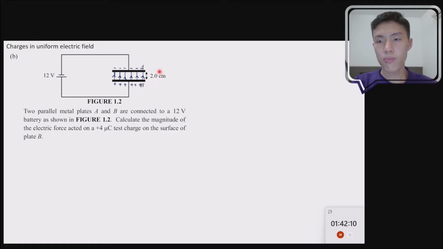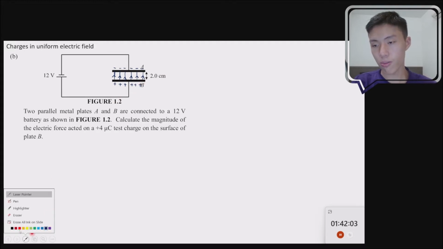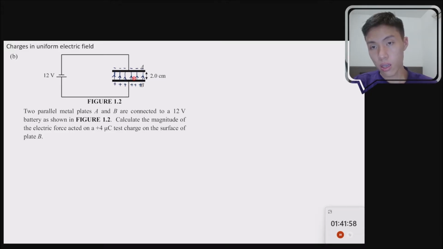This is 2 cm. Then they say a positive 4 microcoulomb test charge on the surface of plate B, so we are going to put a positive 4 microcoulomb test charge on plate B. They are asking how much force is experienced by this charge. This positive charge is placed in a uniform electric field, so it interacts with the electric field, and as a result you experience a force. They're asking for the magnitude of the electric force.